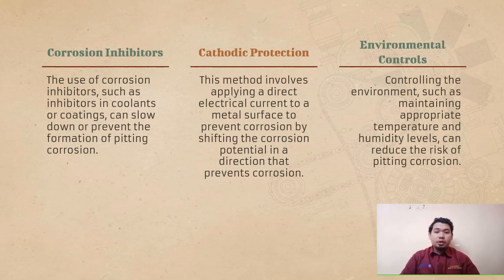For the last point, environment control. Controlling the environment, such as maintaining operating temperature and humidity levels, can reduce the risk of pitting corrosion.